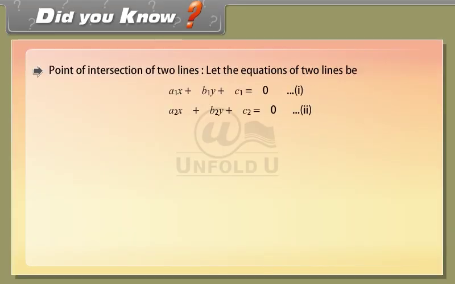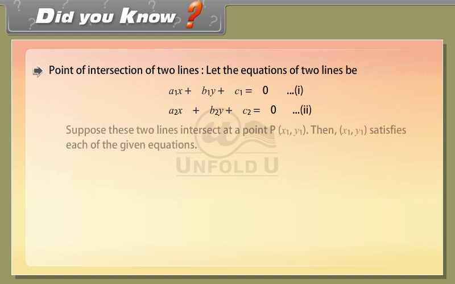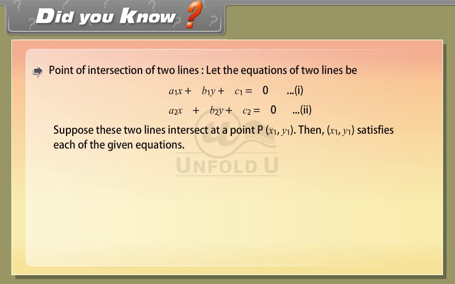Did you know? Point of intersection of two lines. Let the equations of two lines be a1x plus b1y plus c1 is equal to 0, mark it as 1, and a2x plus b2y plus c2 is equal to 0, mark it as 2. Suppose these two lines intersect at a point P(x1, y1). Then (x1, y1) satisfies each of the given equations. Therefore, a1x1 plus b1y1 plus c1 is equal to 0 and a2x1 plus b2y1 plus c2 is equal to 0.